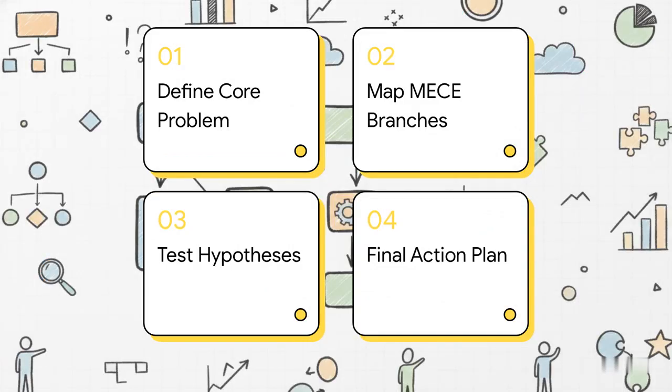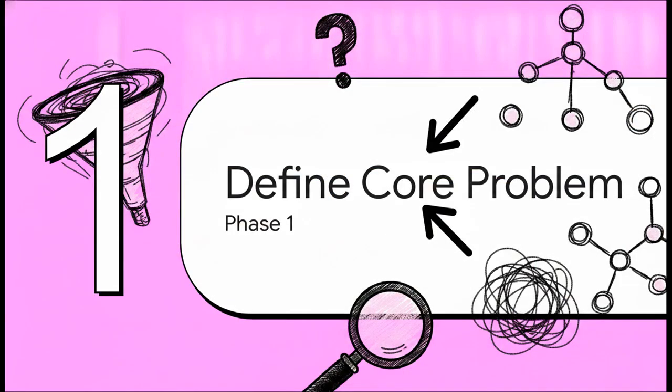To get us there, this script breaks down into 4 highly structured logical phases. 1, defining the core problem. 2, mapping the MEIS branches. 3, prioritizing and testing hypotheses. And 4, execution and final action plan. Let's get into it. Phase 1, defining the core problem.